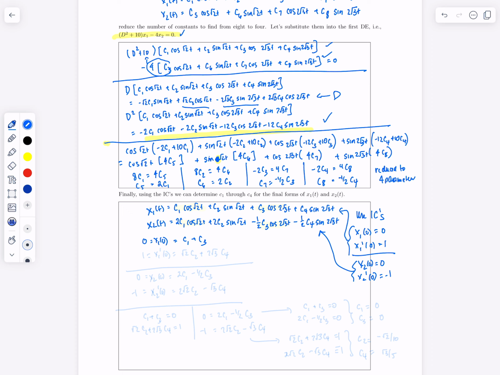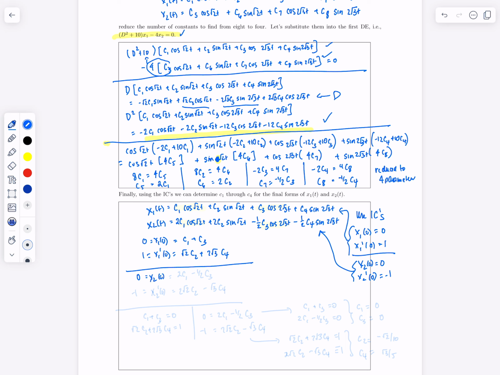For the derivative term, 1 equals x1 prime of 0. We'd have to compute the derivative of the x1 term, but I'm going to save some time here. What you'd end up getting is square root of 2 c2 plus 2 on the square root of 3 c4. Similarly, for the other one, you'll end up with 0 has to be equal to x2 of 0.